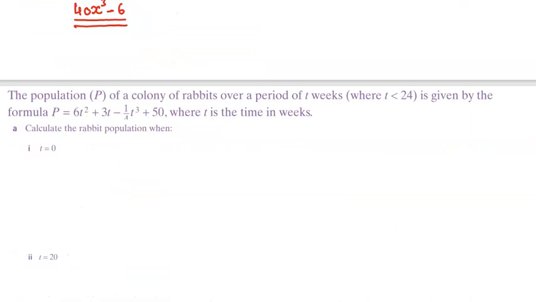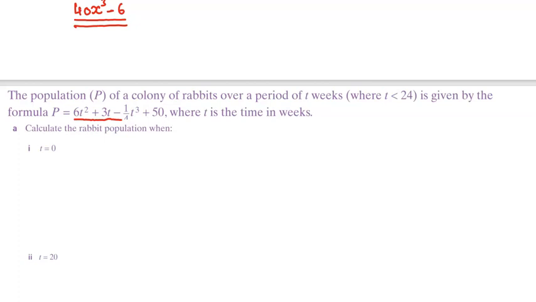Well, into the next question, still under differentiation. The population P of a colony of rabbits over a period of T weeks, where T is less than 24, is given by the formula P equals T squared plus 3T plus a quarter T cubed plus 50. Calculate the rabbit population when T is 0.